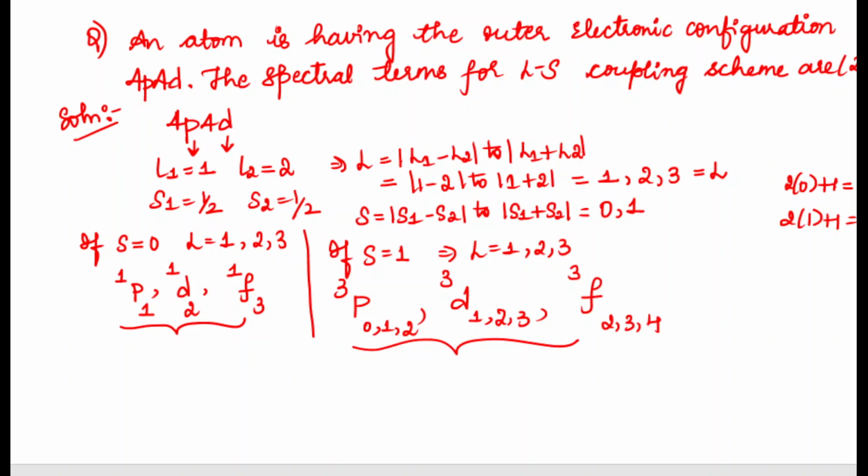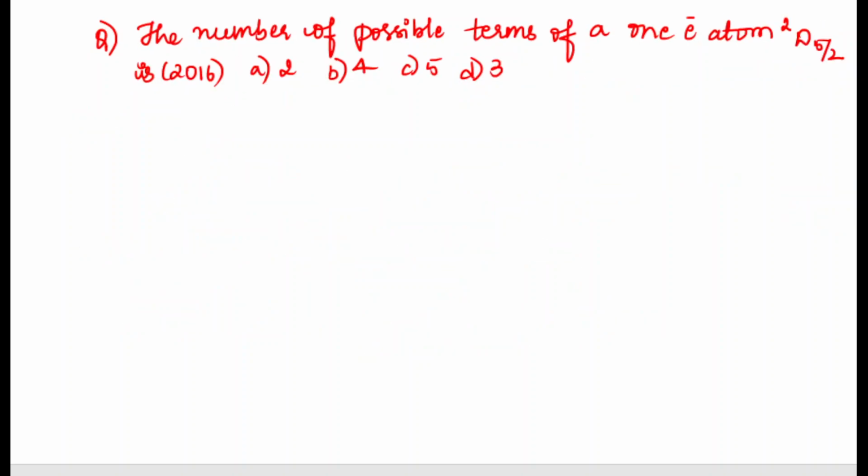Okay, let us move to the next question. The number of possible terms of a one electron atom, that is 2D 5 by 2. It was asked in 2016. Number of possible terms of one electron. Okay, they have given one electron, so what is the value of S?